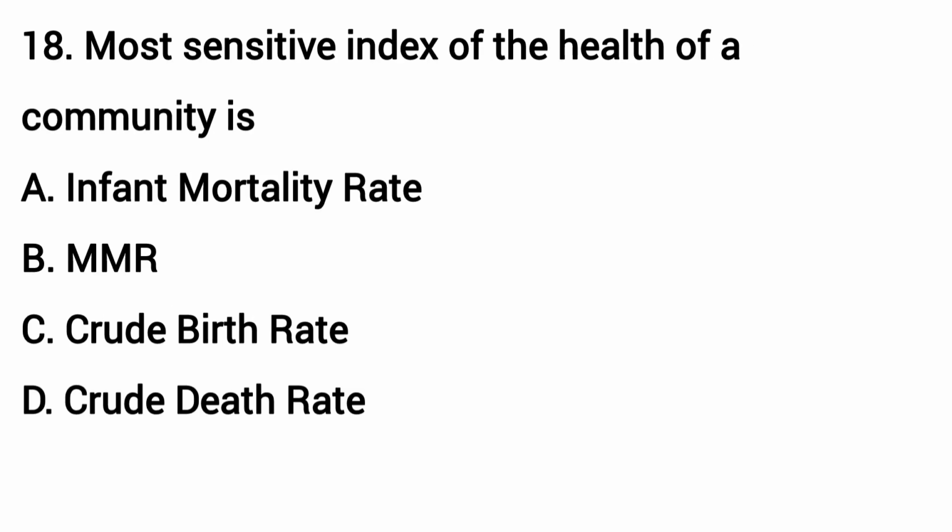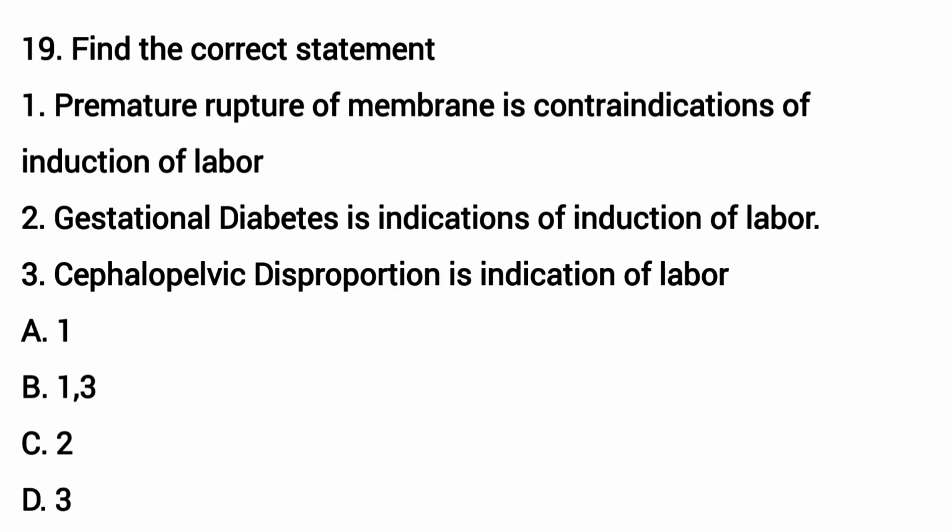Most sensitive index of the health of a community is. The answer is A. Infant mortality rate. Find the correct statement. 1. Premature rupture of membrane is contraindication of induction of labor. 2. Gestational diabetes is the indication of induction of labor. 3. Cephalopelvic disproportion is indication of labor. The answer is C. 2.